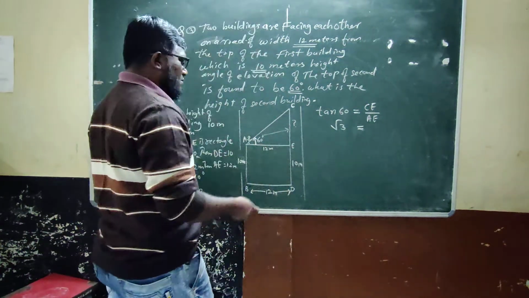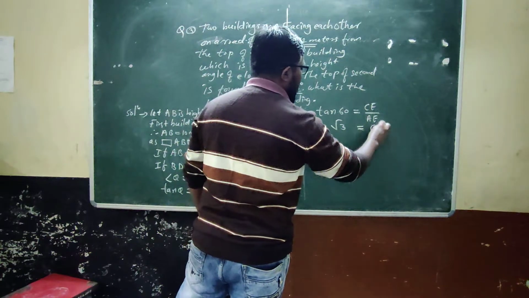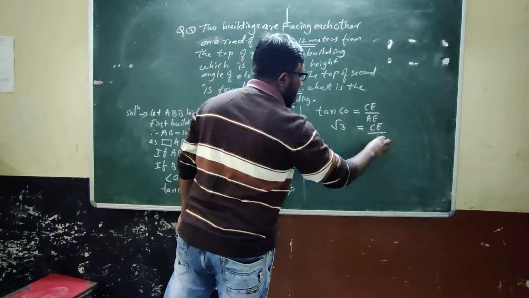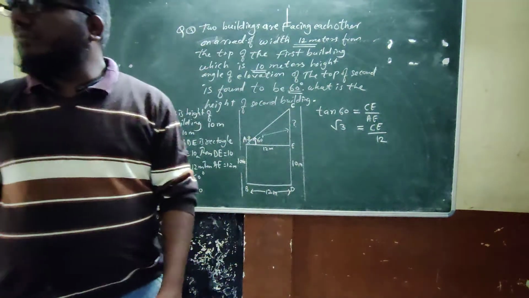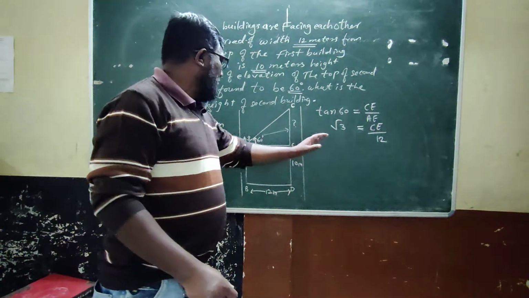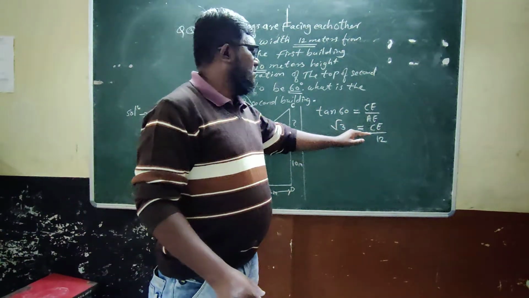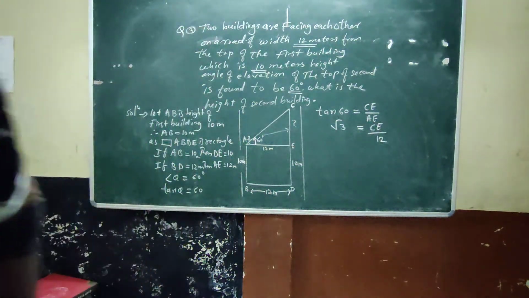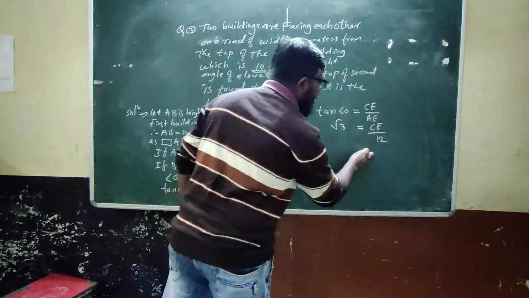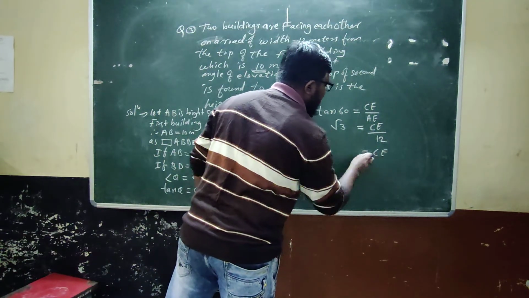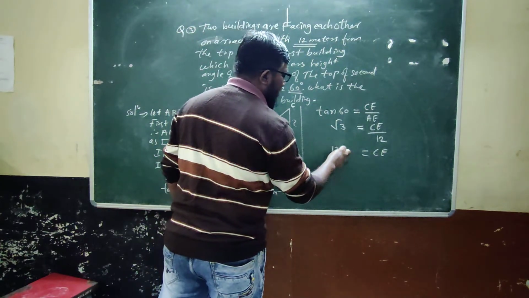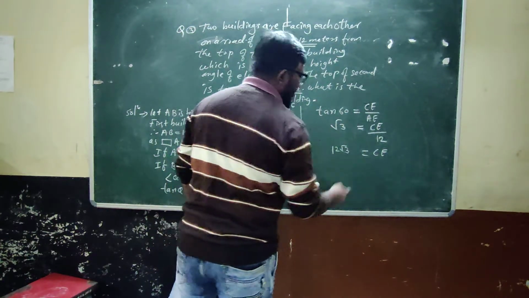Now the value of CE is also to be found, and the value of AE is given as 12. Similarly, we have to find the value of this CE. So we'll see. Now we have to find the value of CE. Now shift this 12 here: 12 under root 3. It will look like this.